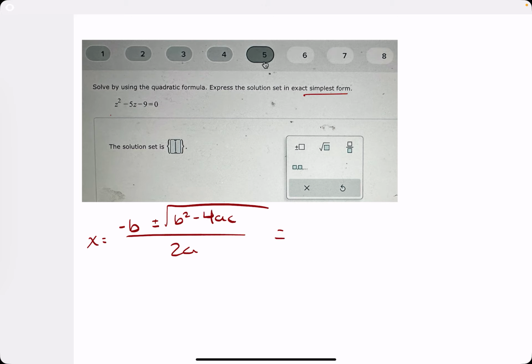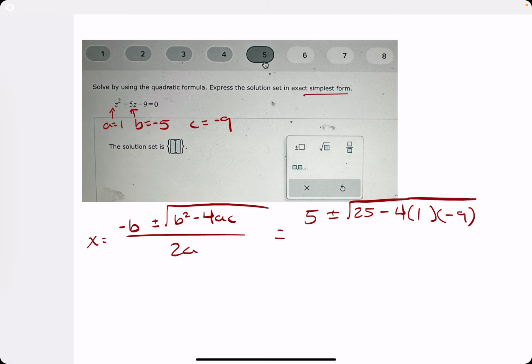Our a in this case comes from the coefficient of z squared. That is 1. B comes from the z, which is negative 5. C is the constant, negative 9. Let's get it popping. So negative b means negative 5, which is positive 5, plus or minus square root of negative 5 squared, which is a positive 25, minus 4ac, which is 1 times negative 9, all over 2a, so 2 times 1, which is 2.